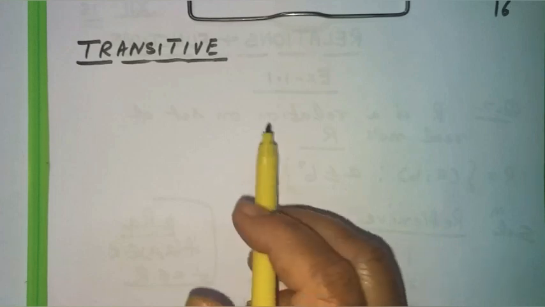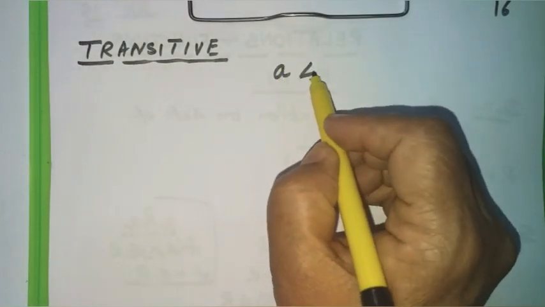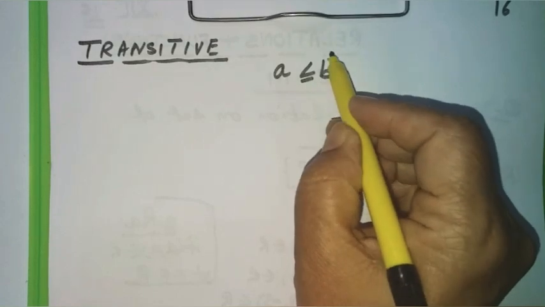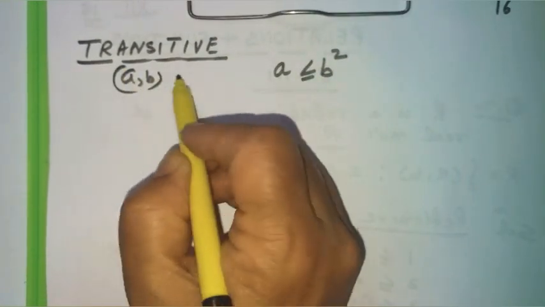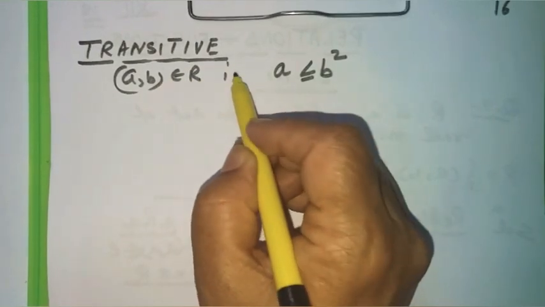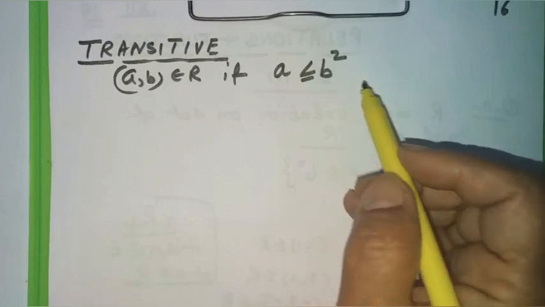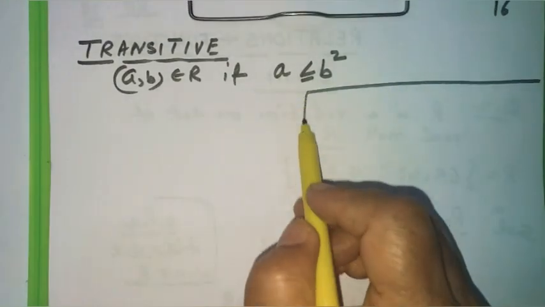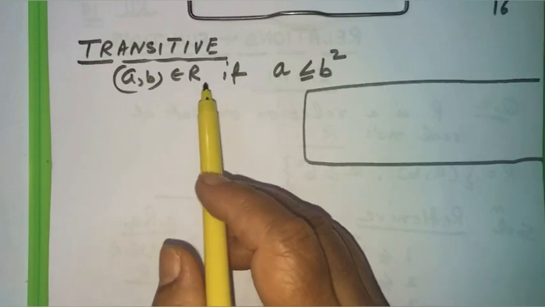Now, I have to prove that the given relation is not transitive, and the relation is: a is less than or equal to b squared. Any ordered pair (a, b) belongs to the relation R if a is less than or equal to b squared. This is the relation. Now, let me recall the definition of transitivity before I give the example to disprove the transitivity here.